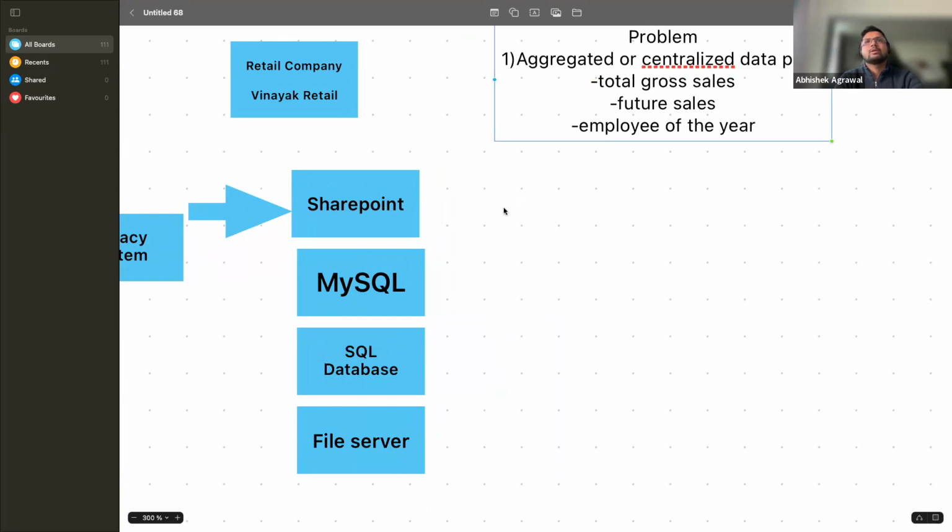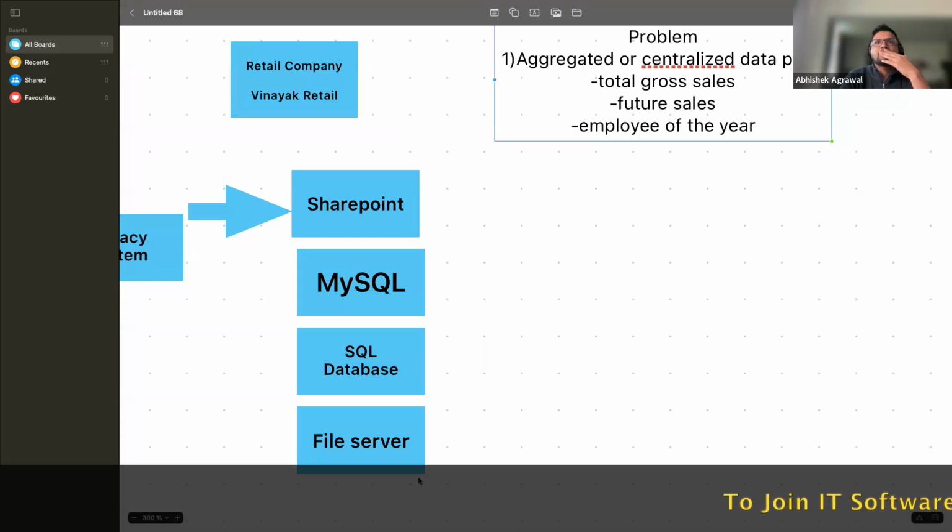Guys, is my screen visible to everyone? Somebody is saying that my screen is not visible, please type yes or no in the chat if my screen is not visible. Is my screen visible to everyone, guys? Yeah, all right.